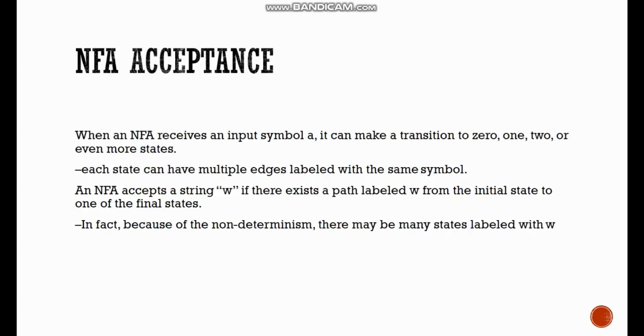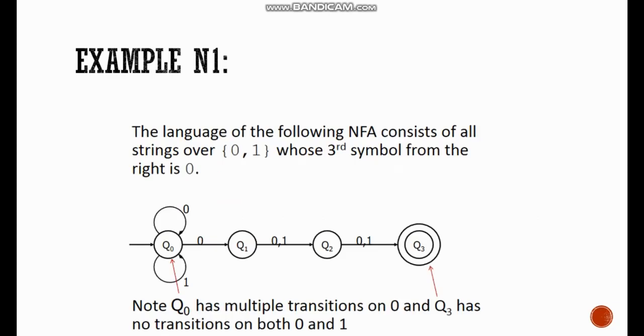NFA acceptance: when an NFA receives an input symbol a, it can make a transition to 0, 1, 2, or even more states. Each state can have multiple edges labeled with the same symbol. An NFA accepts a string w if there exists a path labeled w from the initial state to one of the final states. Because of the non-determinism, there may be many paths labeled with the string w.